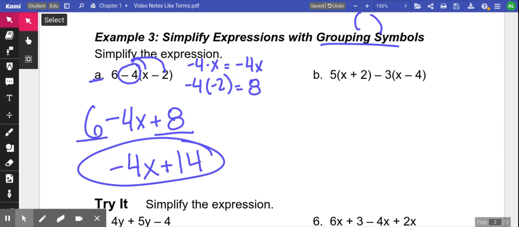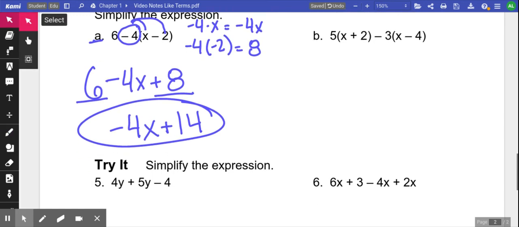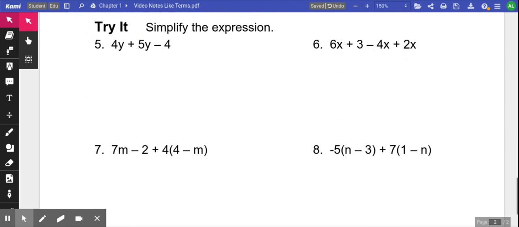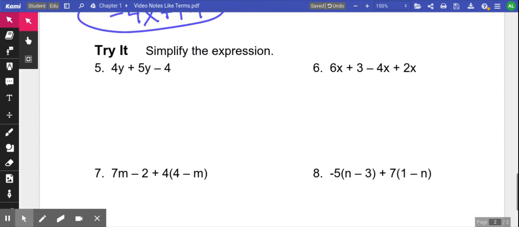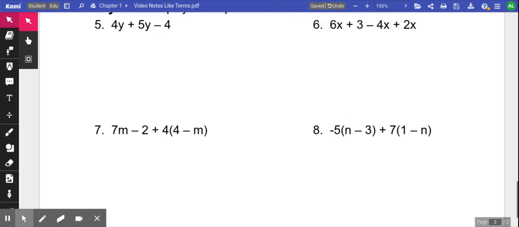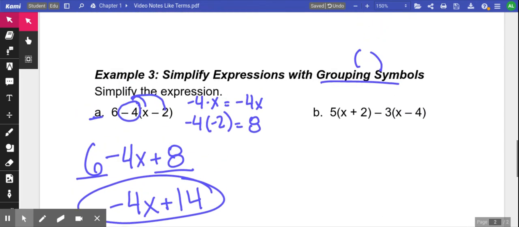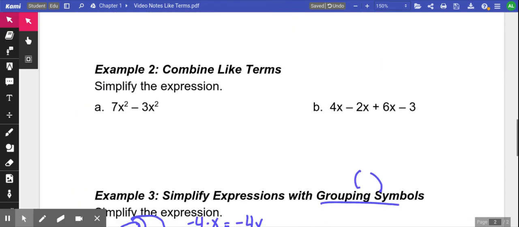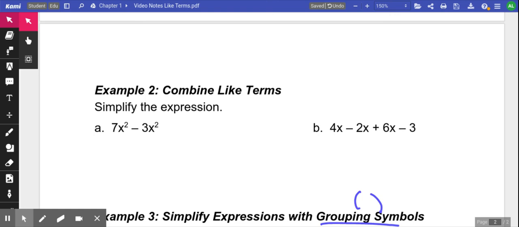So go ahead, see if you can get these other problems. Some with grouping symbols, some without. And then I will post those answers to Schoology. If you have any questions on the assignment, make sure you get that one done as well. You can either, like yesterday, print out that worksheet or just do those problems on a sheet of notebook paper. Either one is fine with me. Just make sure you submit that image to Schoology.